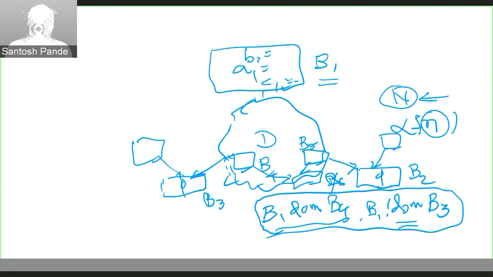So that's basically what we are interested in, and such nodes are called the dominance frontier of this particular basic block B1. So what is the dominance frontier of a given basic block? It is that node whose predecessor I dominate, but I do not dominate that particular node itself.